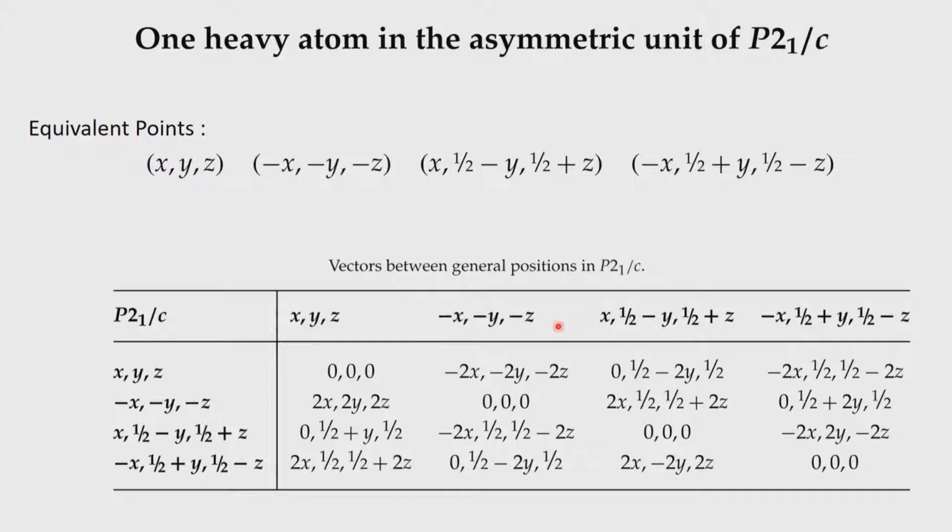So, we compute the Patterson. Patterson, of course, as we know, is going to be P2 by m. So, it is not going to give us much information on the translational components as we know. However, examine the matrix where we write the 4 equivalent points here and 4 equivalent points there, and then make the combinations of those. So, if you take x y z unto itself, it is 0 0 0. You take x y z to minus x, etc., we get minus 2x minus 2y minus 2z.